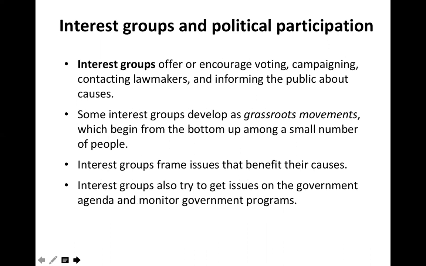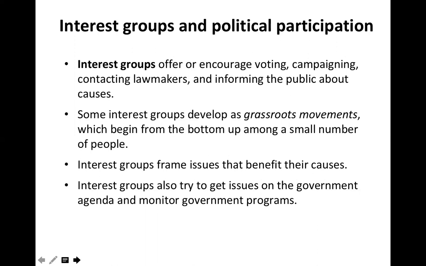These groups offer or encourage voting, campaigning, contacting lawmakers, and informing the public about causes. Periodically, usually in presidential election years, we get things from different interest groups saying, if you have this interest, if you're a state employee, we suggest that you vote for these people because they're going to further state employees' rights. If you're a county employee, you should vote this way. So they inform the public about who to vote for based on what the candidates have said to these big groups. I think we've established that a lot of people aren't that politically savvy. They might just say, oh, I got this card from the union saying do this. Okay, I'll do this.